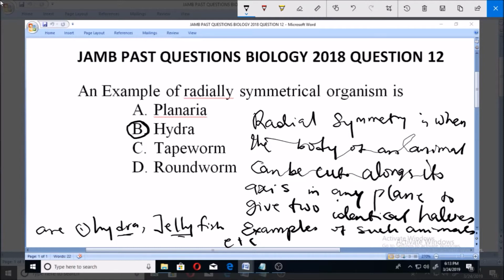So the right answer for this is B, because Hydra is a radially symmetrical organism, and this is because radial symmetry is actually when the body of an animal can be cut along its axis in any plane to give two identical halves. So good examples of radially symmetrical organisms are Hydra and jellyfish, and that makes option B the right answer for this.